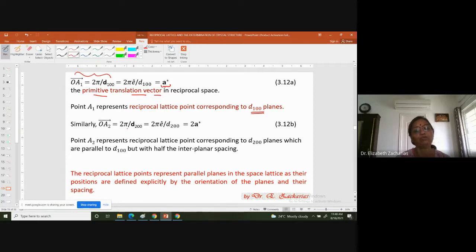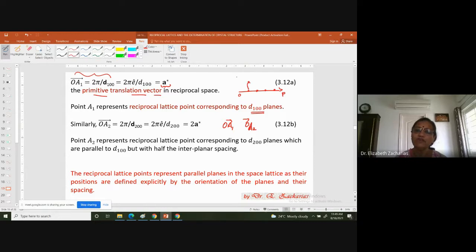OA2 will be 2 pi divided by D200. And what is the direction? You will find that OA1 and OA2 are parallel to each other. Similarly, we can talk about OA3. Or in other words, on that line OP, you can have a series of reciprocal lattice points.